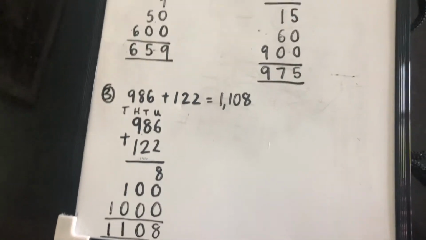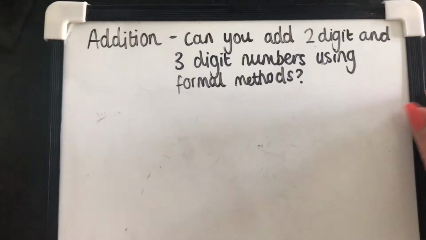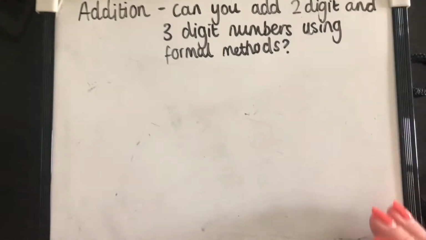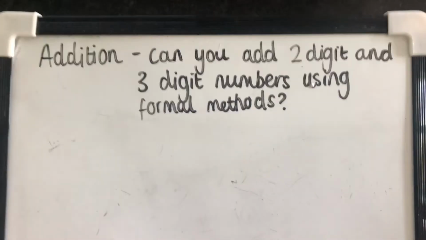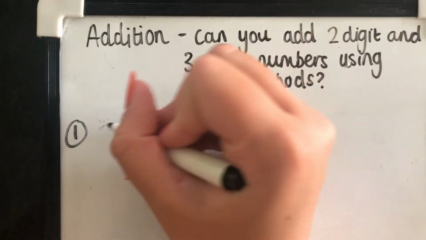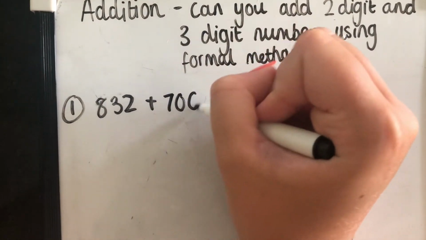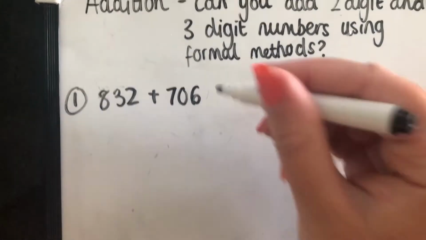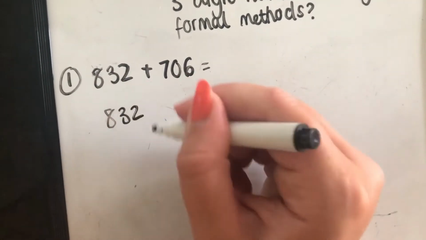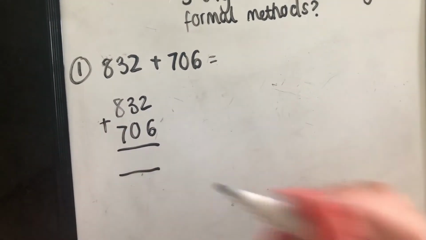Brilliant. Well done. So we've done our 3-digit numbers using our expanded column method. So we're going to try and apply that compact column method now to our 3-digit numbers. So let's have a go, see what we've got. So 832 add 706. So we want to use our compact method now. So 832 add 706. So remember our add sign, and we're going to add them up.